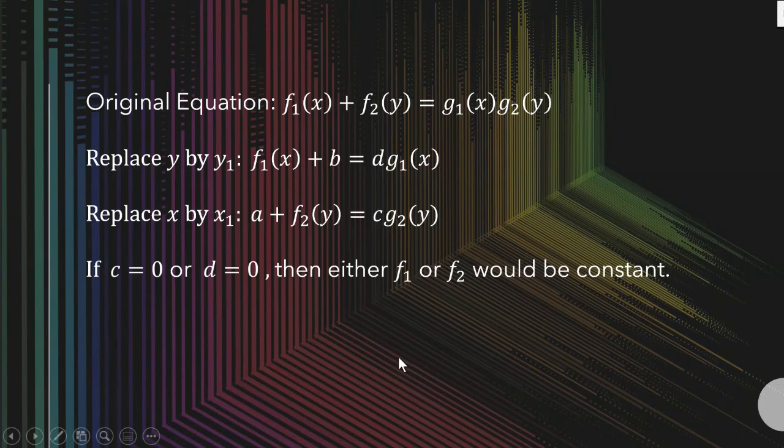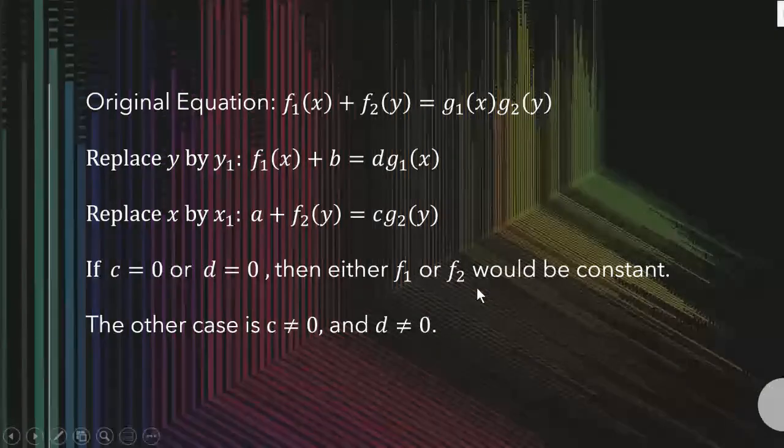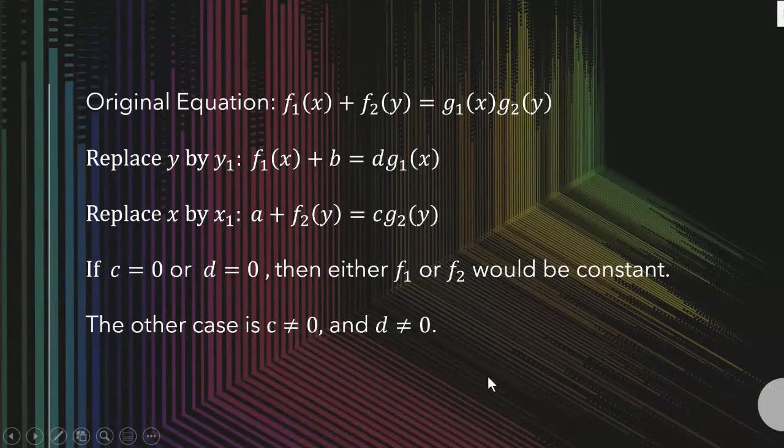Now, what is the other case? The other case is when both are different from 0. It means when c is different from 0 and d is different from 0. And now we need to prove again that f1 or f2 must be a constant in this case.